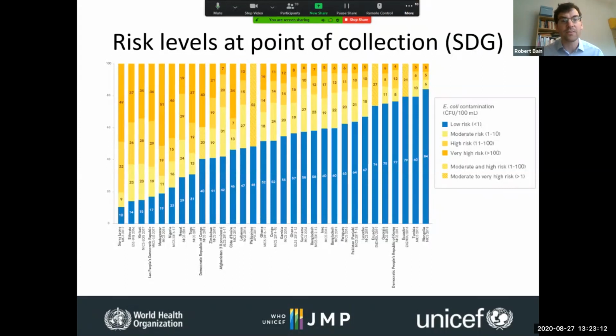The SDG indicator is based on water quality at the point of collection, and as a result of these data, 25 of these countries were able to report on safely managed drinking water for the first time.